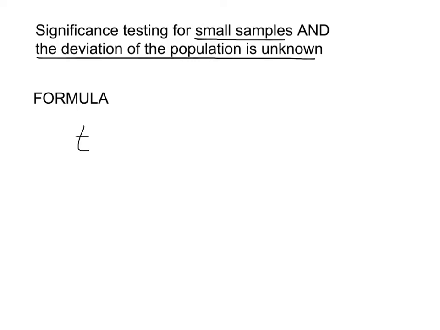Our test statistic, instead of being a z-value, is going to be a t-value. It's going to use a lot of the same information, except we're going to use the standard deviation of the sample, lowercase s, instead of the standard deviation of the population, because that's an unknown value. The difference here is when we go look for our critical values, we need to keep in mind our degrees of freedom, which is our n minus 1.